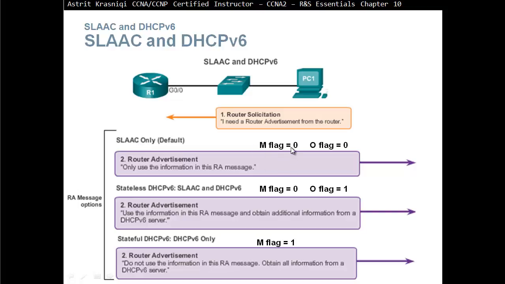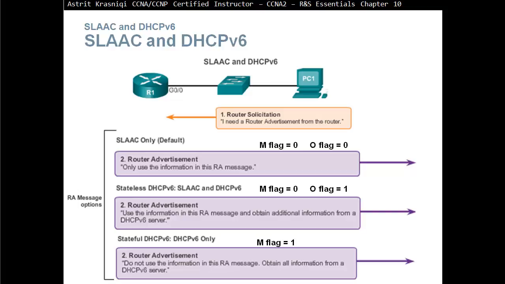Now, with those flags, both the M flag and the O flag are 0. So managed flag and other flag is 0. If managed flag is 0 and O flag is 1, that means, okay, well, still assign yourself an IPv6 address using the router's network portion and its own MAC address with FFFE in the middle, and ask the DHCP server for a little bit more information.